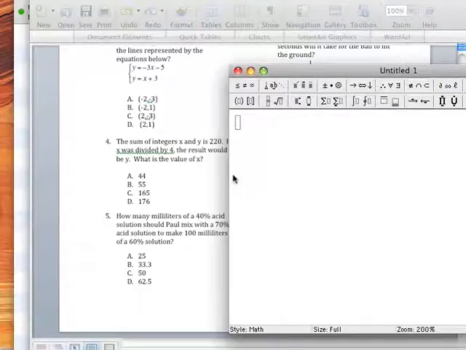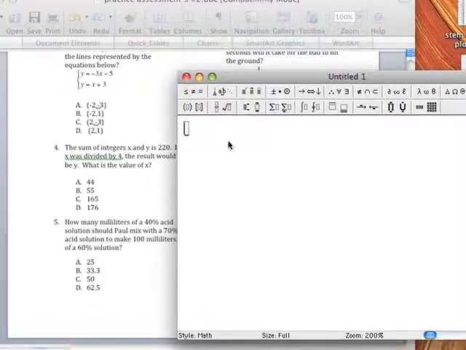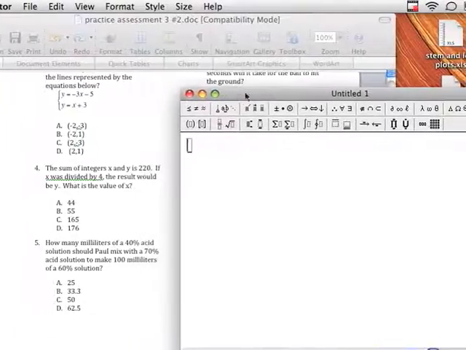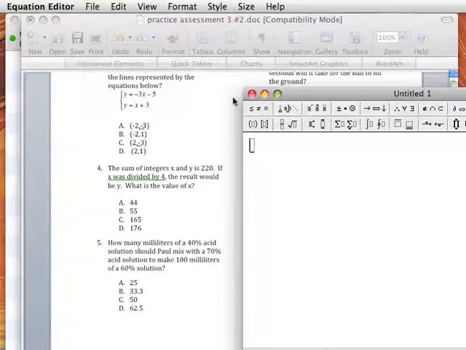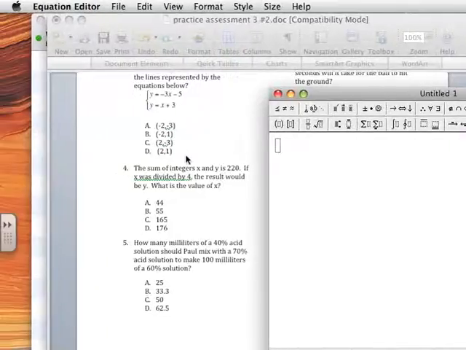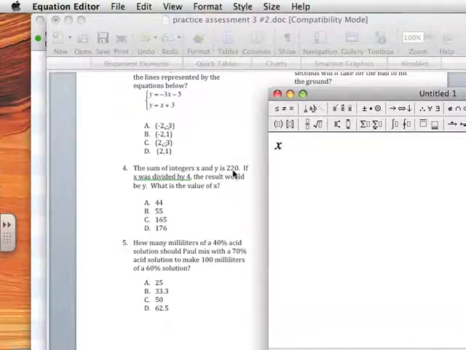Okay, students. Now, in problem number 4, this is a word problem. And in this word problem, it's not so bad once you write out the equations. And I think that was part of the problem. See, in the first sentence it says the sum. Okay, you already know sum's addition. So the sum of x and y is 220. So really it's just x plus y equals 220.